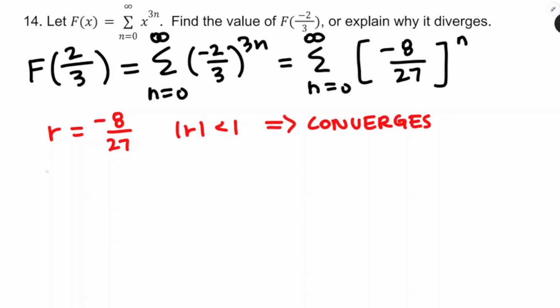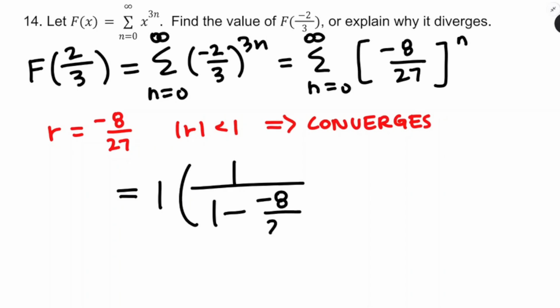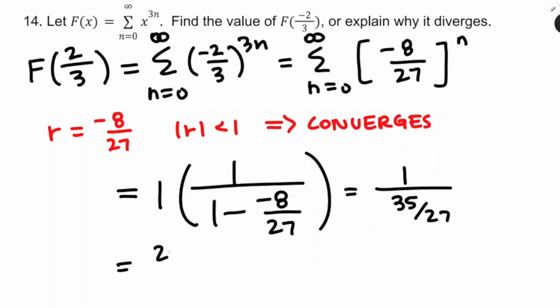And I can use the formula for the total, and this is going to be equal to the first term, 1, multiplied by 1 over 1 minus negative 8 over 27. All right, so 1 is 27 over 27. I add 8 more, and I'm going to get 35 over 27. So 1 over that would be 27 over 35. And that looks like it would simplify, but it definitely does not.